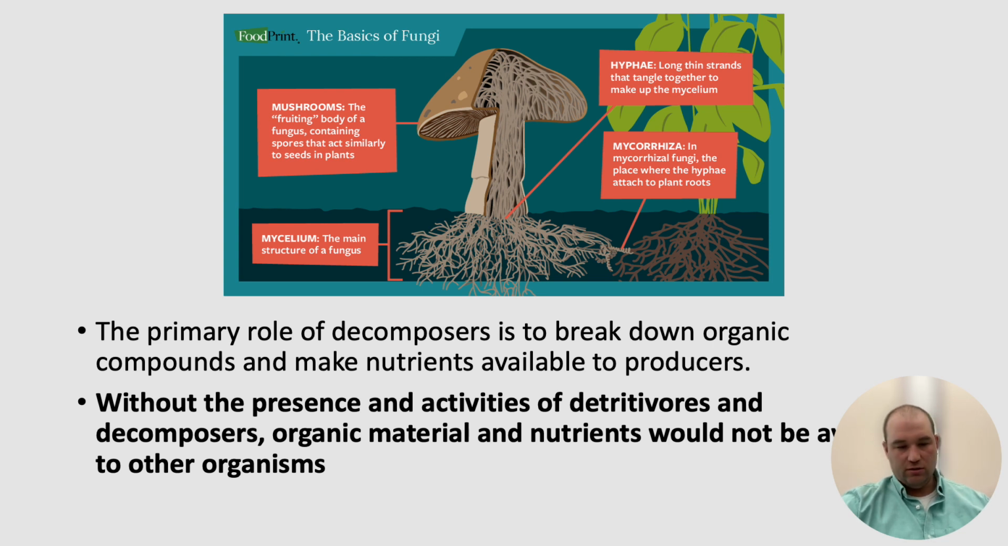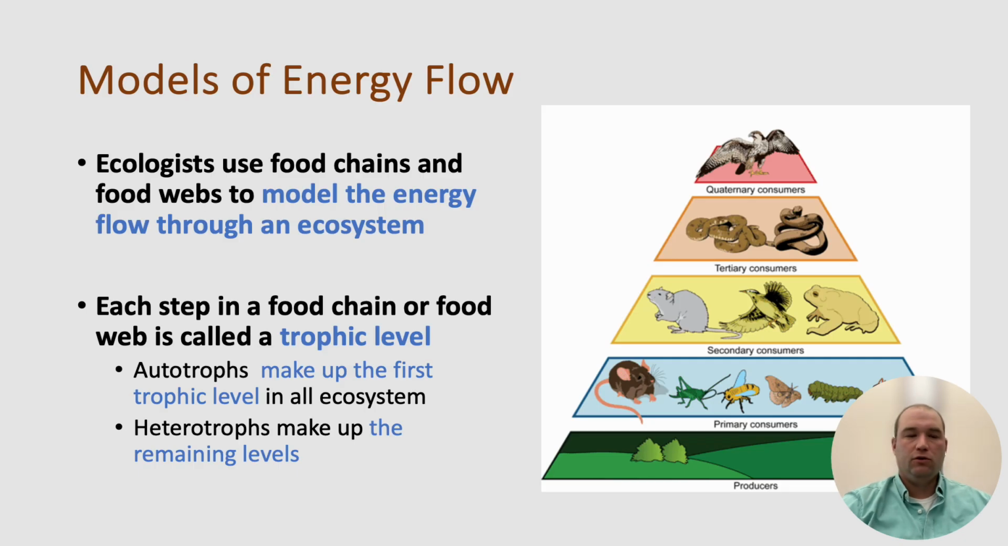So in other words, the reason that we are so reliant on these decomposers is that they are recycling matter back into the ecosystem. And without that, remember, matter cannot be created or destroyed. So without that recycling of those nutrients, matter would not be available for anything else once it is used. So when we're modeling energy flow in an ecosystem, we often look at how these food webs and food chains are connected.